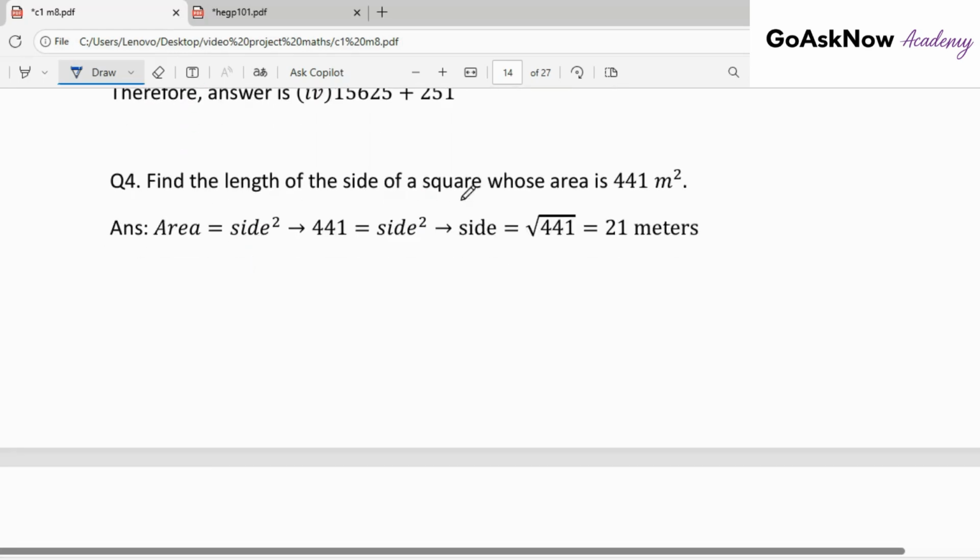Find the length of the side of the square whose area is 441 meter squared. Area is equal to side squared, which is 441. Side squared is equal to the area. The square root of 441 is equal to 21 meter.